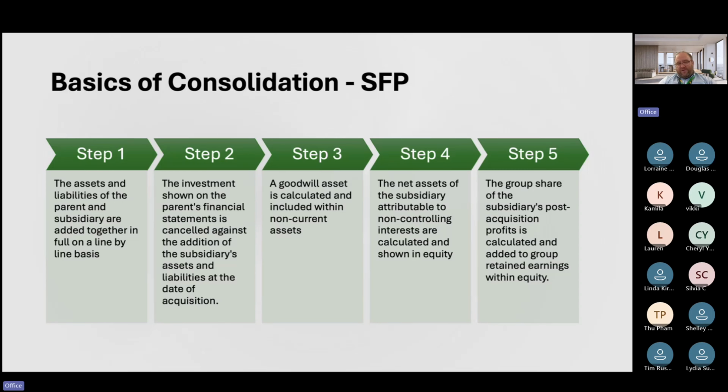Step 4 then, once you've calculated the goodwill, the net assets of the subsidiary that are attributable to a non-controlling interest are calculated and shown in the equity section of the consolidated statement of financial position. So that's the bit that we haven't bought, the bit that we don't own. Yeah. So can we calculate what the net assets are that are attributable to someone else? Yeah. And then step 5, we want to be able to calculate the group's share of the subsidiary's post-acquisition profit.